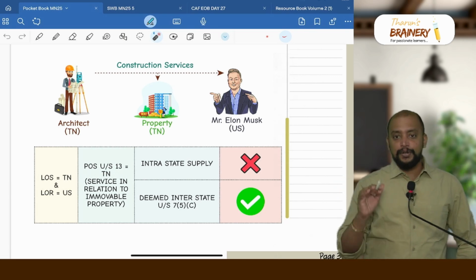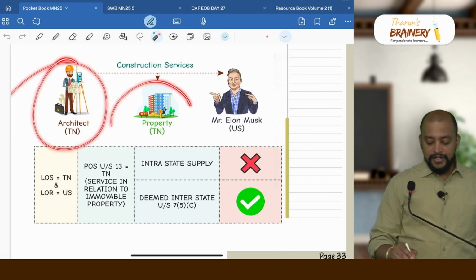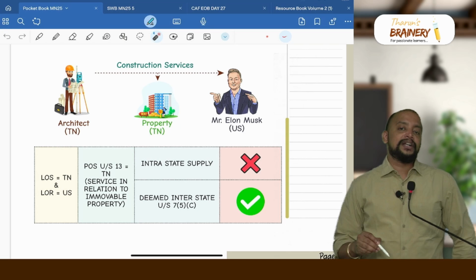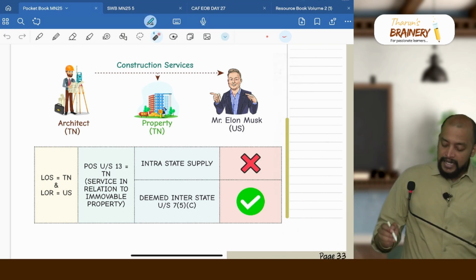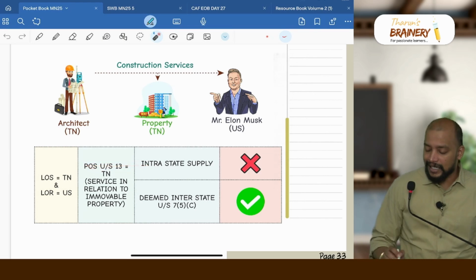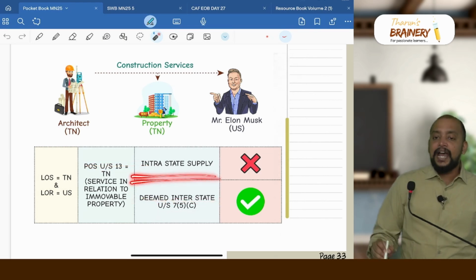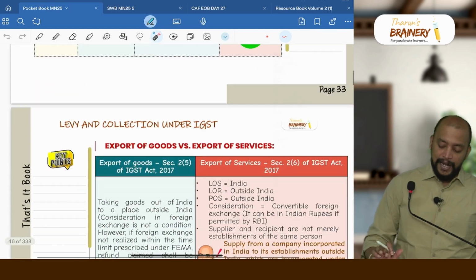Always the place of supply will be the location of immobile property. So what is the location of immobile property? That is Tamil Nadu. So supplier Tamil Nadu, place of supply Tamil Nadu. Still, it will not become an intrastate supply. Why? Because this is place of supply determined under section 13. So due to that reason, it will become deemed interstate under 75C and it will not become intrastate supply.